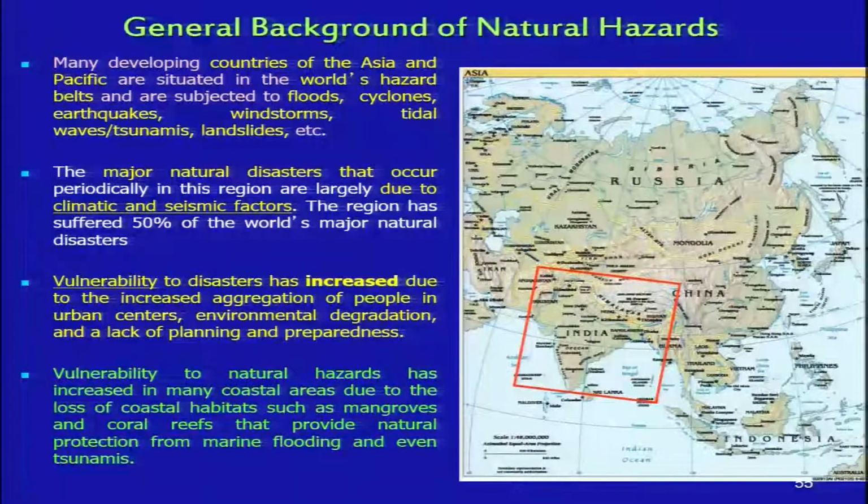I would like to add another important point: we can't stop these hazards, or say that we are foolproof from facing any particular hazard, but one thing is pretty sure, that we will be able to minimize the damage, and minimize the loss of life as well as property. So, vulnerability to natural hazards has increased in many coastal areas due to loss of coastal habitats.